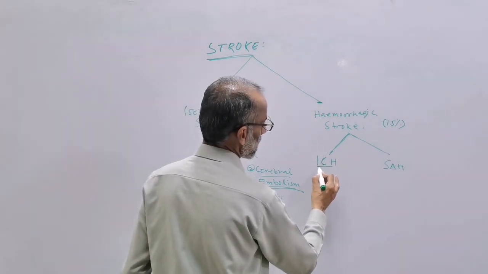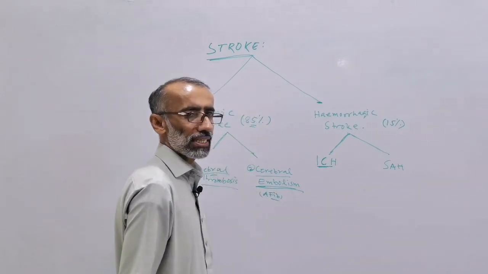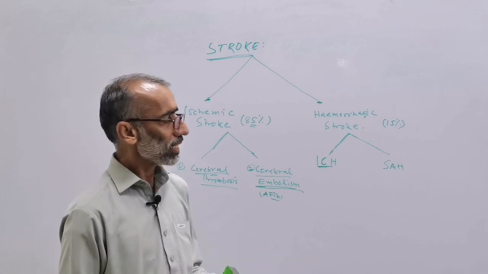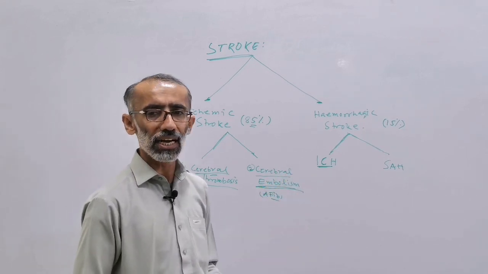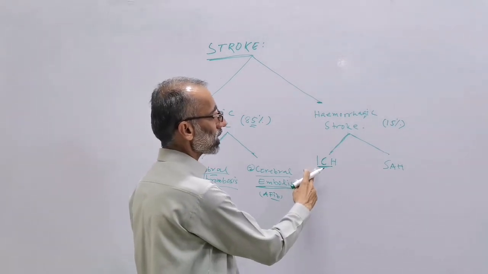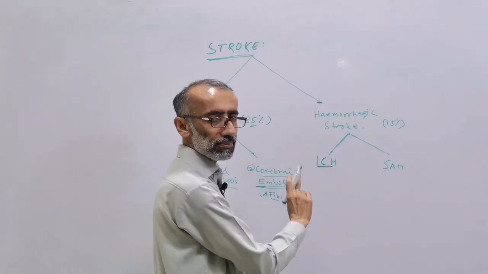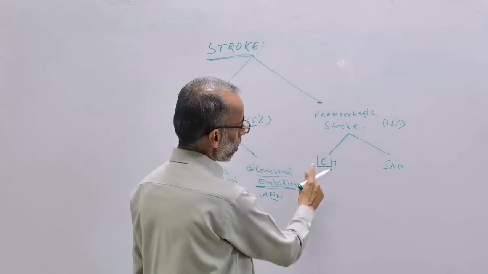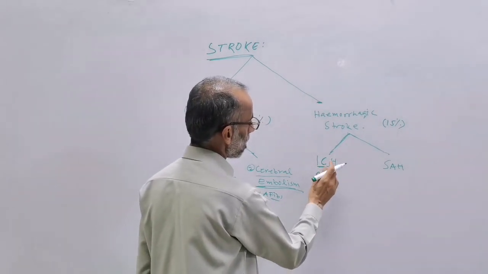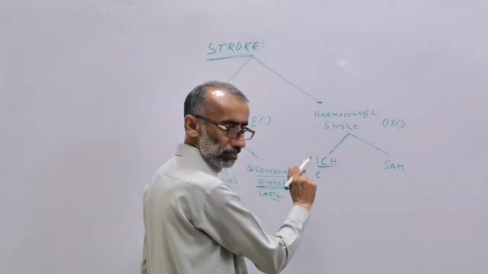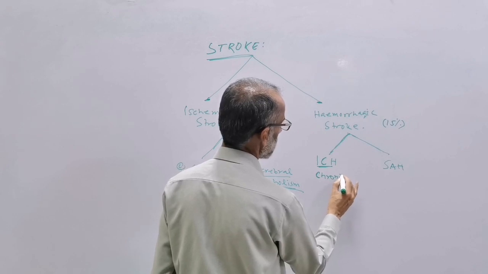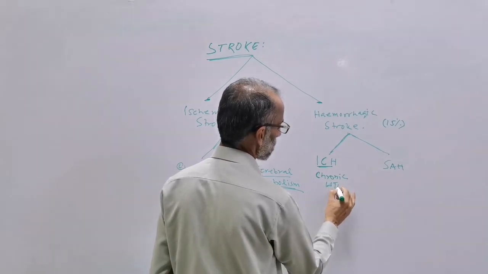In intracerebral hemorrhage, the blood vessel bursts or ruptures. There will be accumulation of blood in the brain parenchyma, which is called intracerebral hemorrhage. The most common cause of intracerebral hemorrhage is chronic hypertension.